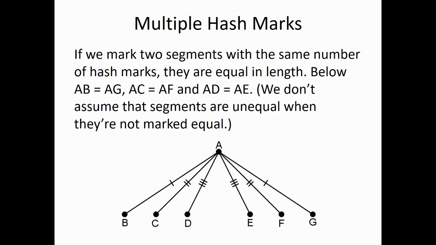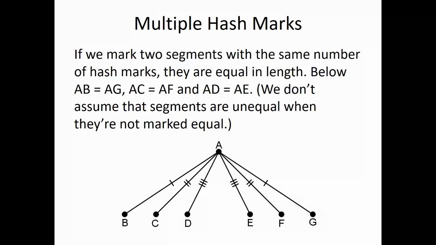We can use more than one hash mark on a line segment, like in the diagram that you now see. This diagram says that segment AB is equal to segment AG. It also says that segment AC is equal to segment AF, and finally it says that segment AD is equal to segment AE.